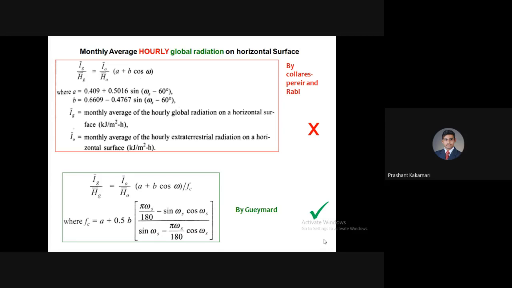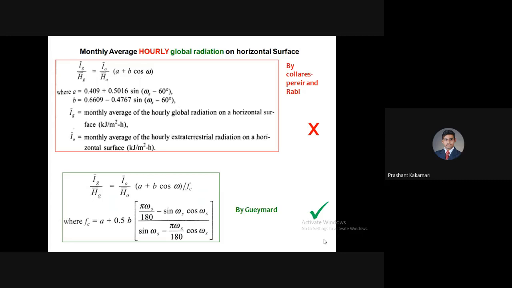Once you know the hour angle, the A and B constants, and the remaining radiation values, one can find either the hourly global radiation by this equation or the daily global radiation, that is HG bar. You can find any value, not an issue. But this equation is preferred for finding the hourly global radiation, IG bar. The first term we write is what we need to find, and the equations are related accordingly. You can also find H naught bar, or I naught bar, the extraterrestrial radiation on an hourly basis, with either as an unknown.